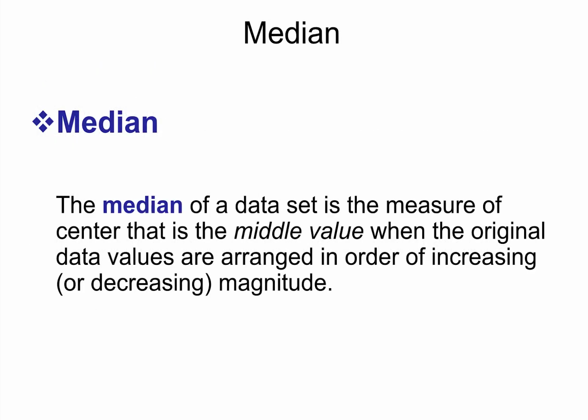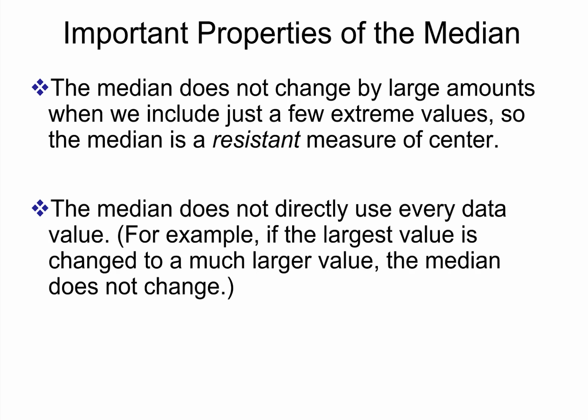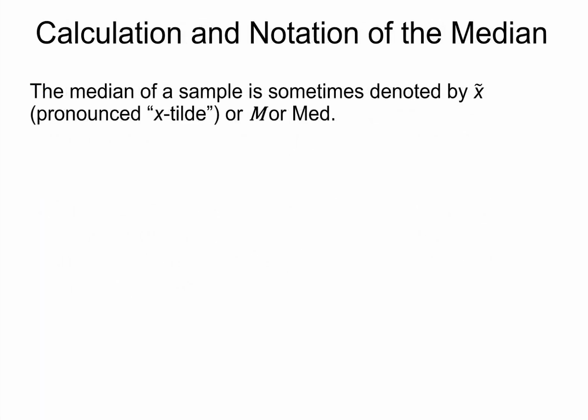The median is the measure of center that's the middle value when the original data values are arranged in increasing magnitude. Properties of the median. The median does not change by large amounts when we change a few extreme values, so we say the median is a resistant measure of center. It does not directly use every data value. For example, if the largest value was changed to a much larger value, the median doesn't change.